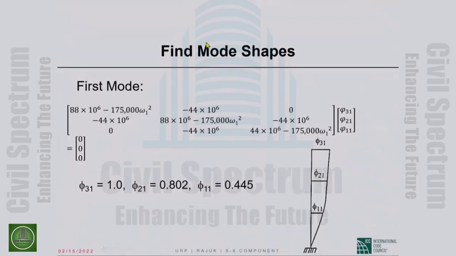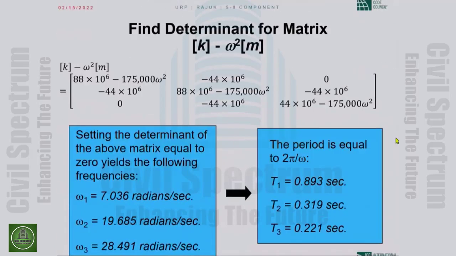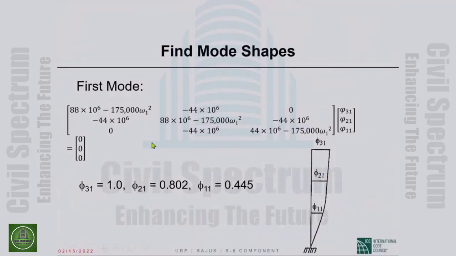Now if we go back to our equation, this is our k minus omega squared m matrix, except here we have written omega 1 for omega, the circular frequency of the first mode. Then our amplitude matrix would be the matrix of the first mode shape, phi 31, phi 21, phi 11. By solving this set of equations, where the right-hand side is a null vector, we can figure out phi 31, phi 21 and phi 11. Phi 31 is 1, phi 21 is 0.802, phi 11 is 0.445. So those three numbers define the first mode shape.